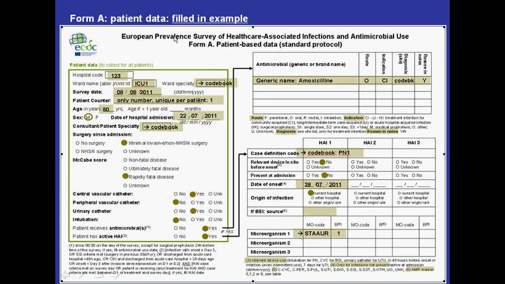Next, we will talk about the HAI. The first field is the code of the HAI, which you will find in the codebook. In our case, the patient has a pneumonia type 1, which can be found in the codebook as being coded as PN1.